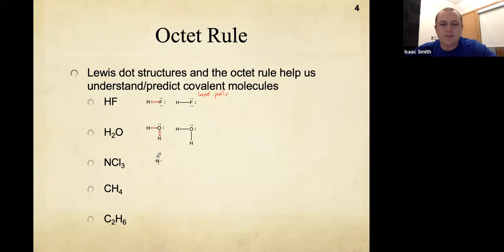Okay, nitrogen has 5 electrons, right? So you can kind of see how many bonds nitrogen's going to have just by looking at how many valence electrons there is. So we have 1 lone pair here, and then we have 3 other electrons, each of them unpaired, which means we have 3 spots open for a bond. Okay, so nitrogen generally has 3 bonds to it.